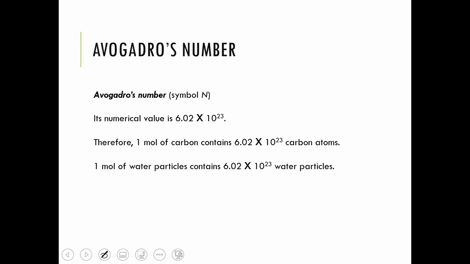Now, like I said, it's a counting unit. If I had a dozen cars or a dozen pencils, those are two very different things, but I know that there's still 12 of that. So I can say that I have a mole of carbon, and that means that I have 6.02 times 10 to the 23rd carbon atoms. If I had a mole of water particles, I have 6.02 times 10 to the 23rd water particles. So if I said I had one mole of copper ions, I would have 6.02 times 10 to the 23rd copper ions. So it is a counting unit.